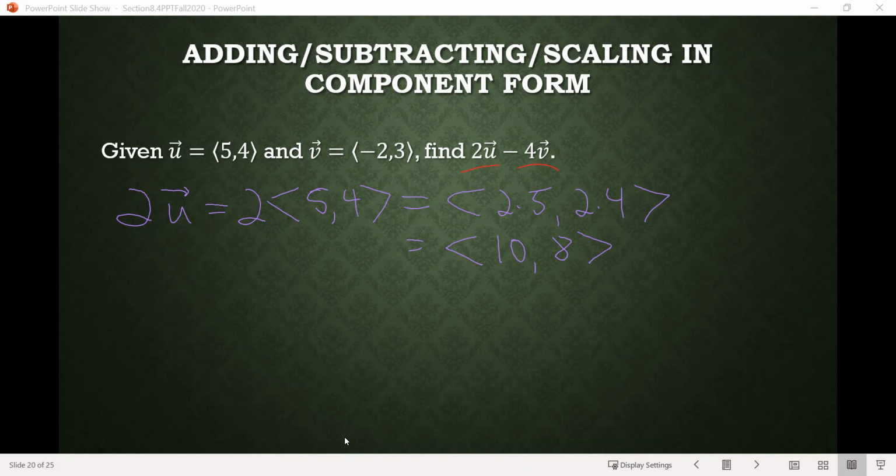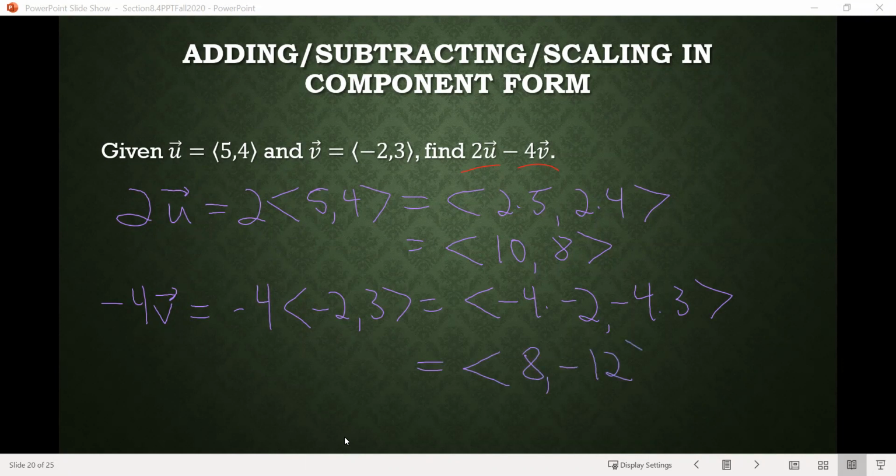And then we'll do a similar thing with the minus 4v. So there's a negative sign there. I'm going to keep that in with the scalar. So I have negative 4 times the components of v, so negative 2, 3, which gives us negative 4 times negative 2, negative 4 times 3, which should give us the components 8, comma, negative 12.